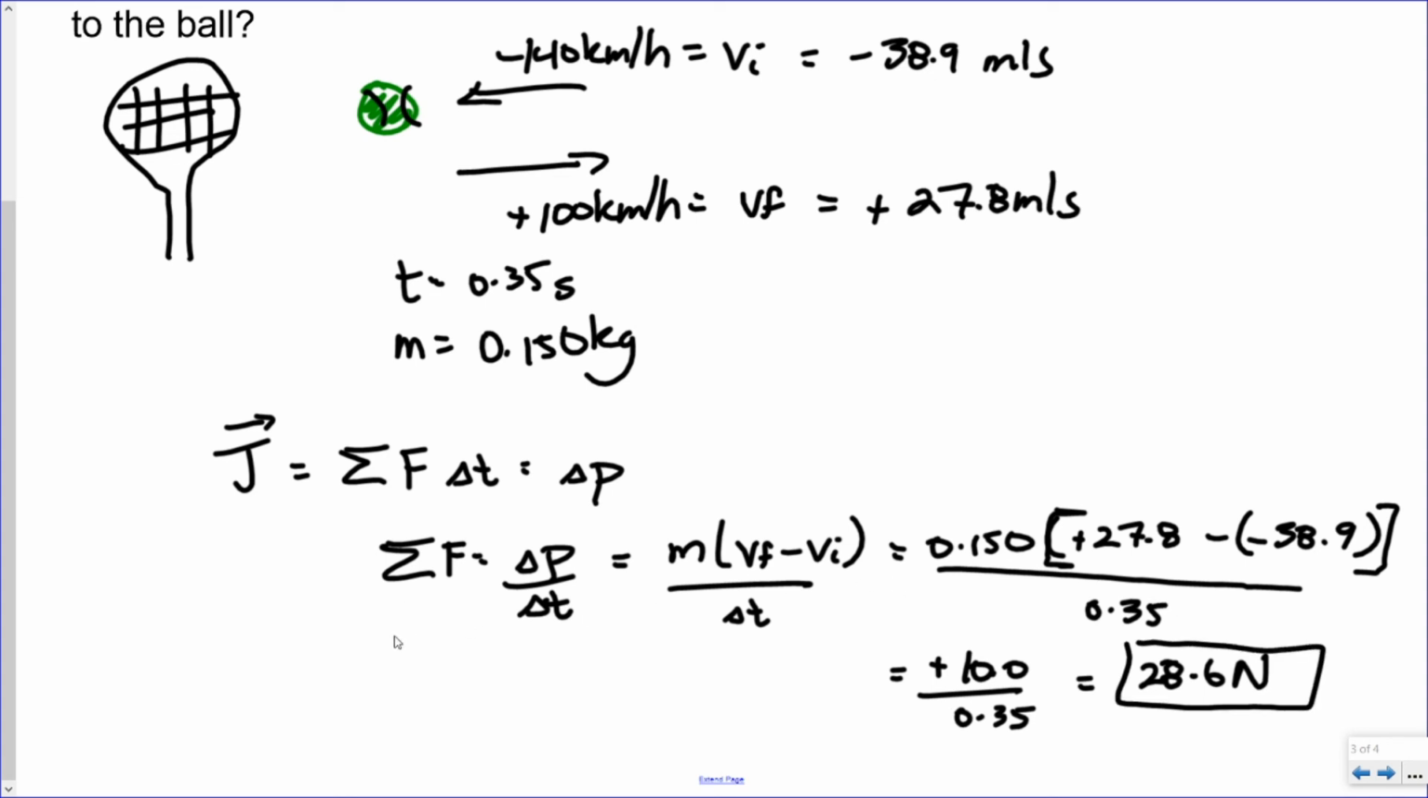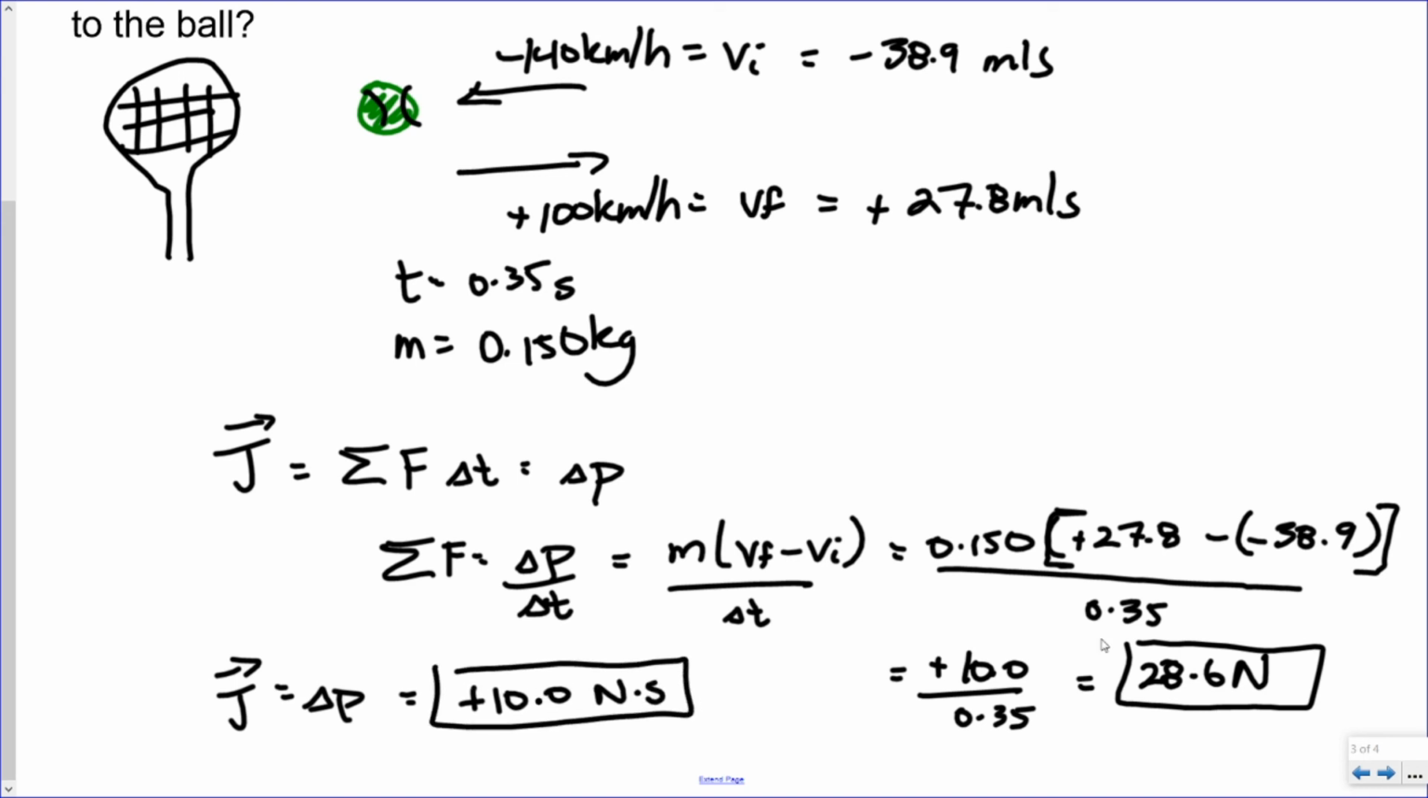The other part of the question said, what was the impulse? So we're looking for impulse. Impulse is just the change in momentum, which is the numerator from this part over here. So since we calculated it, we already know it's positive 10.0. Not newtons, though. This would be Newton seconds. So positive 10.0 Newton seconds.